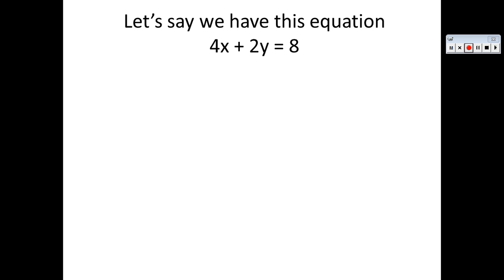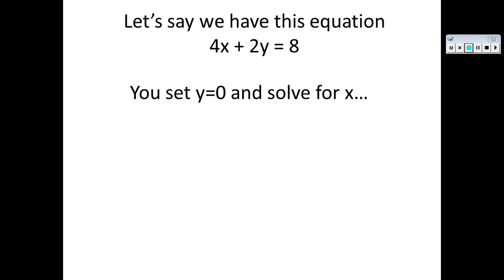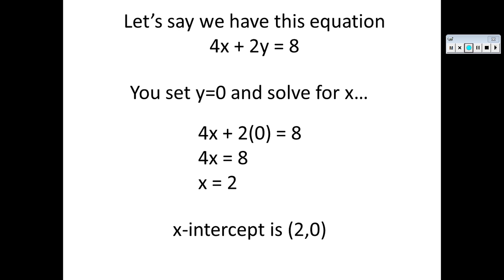If you're thinking about what an x-intercept is, you're on the x-axis, and when you're on the x-axis, your y value is 0. So you're going to set y equal to 0 in the equation above and solve for x. So I have 4x plus 2 times 0, which is what I'm substituting in for y, equals 8. 2 times 0 is 0, so that goes away, and you're left with 4x equals 8. You divide both sides by 4, you get x equals 2. So your x-intercept is (2, 0).